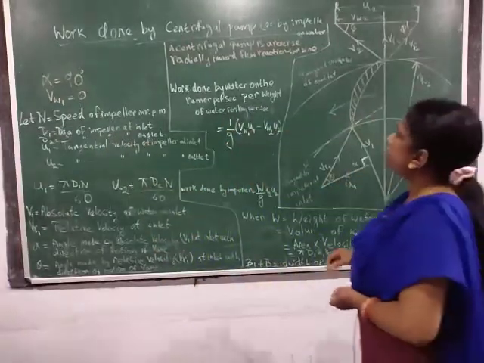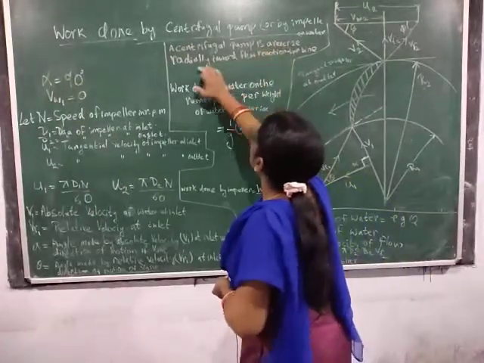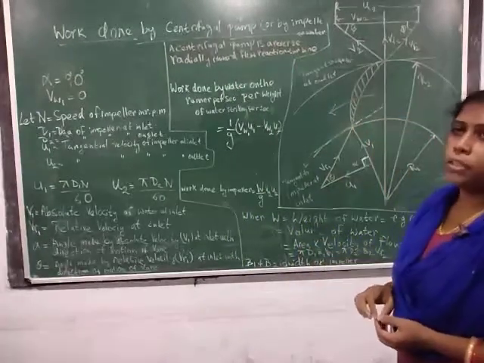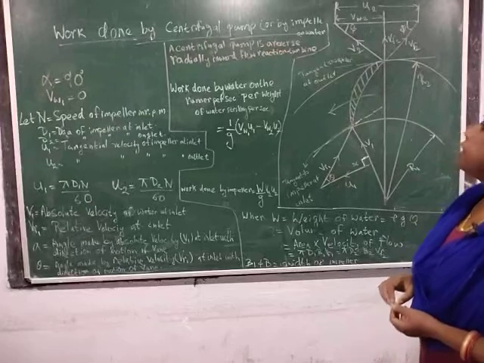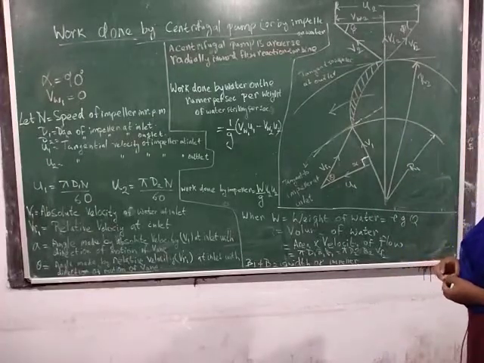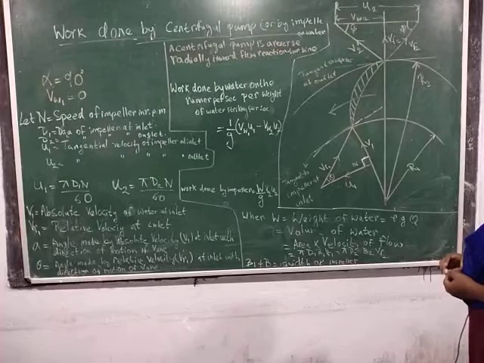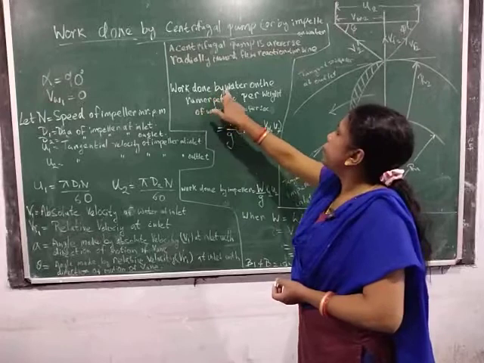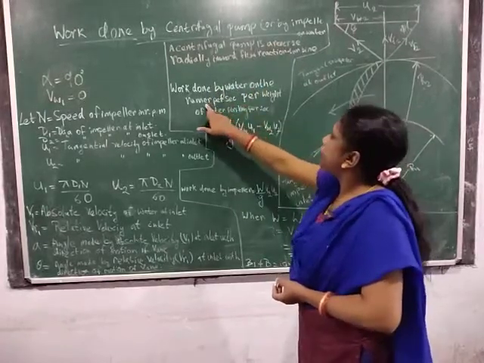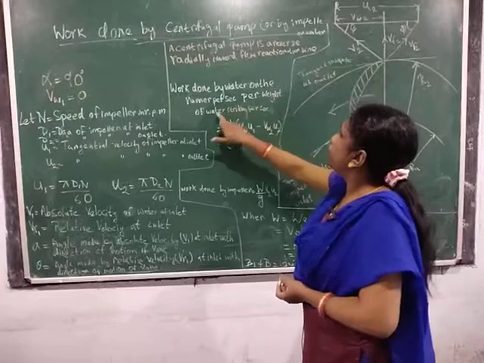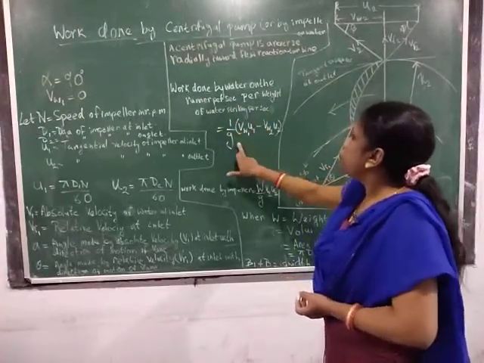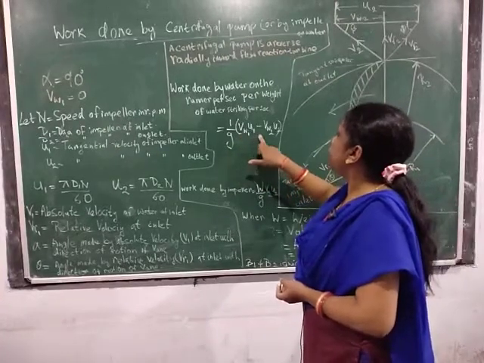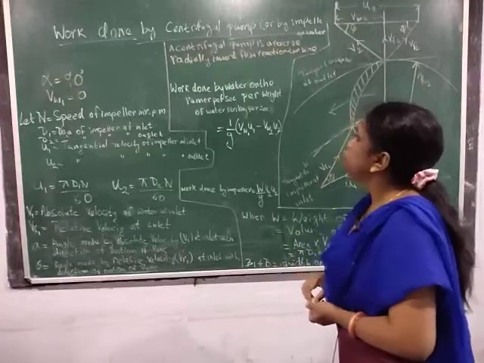Next, a centrifugal pump is a reverse radially inward flow reaction turbine. Hence, in the case of a turbine, the work done by water on the runner per second per weight of water striking per second is equal to 1 by g into Vw1 U1 minus Vw2 U2.